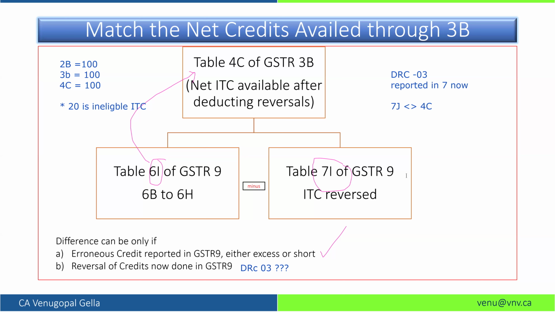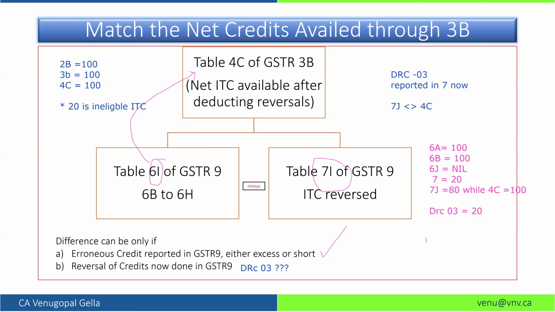In GSTR 9, the reporting would be: 6A will show 100, 6B will also show 100. So 6J will automatically become nil. That is another check that you need to see if 6J is nil. In your 7, you will do a 20 reversal. Your 7J will be showing 80, while your 4C of 3B is 100. So the difference of 20 you will be paying through DRC 03. Sir, this is how you will be doing the reporting.